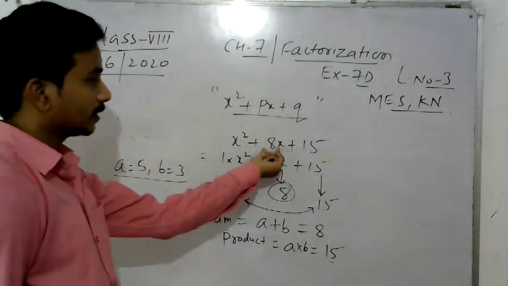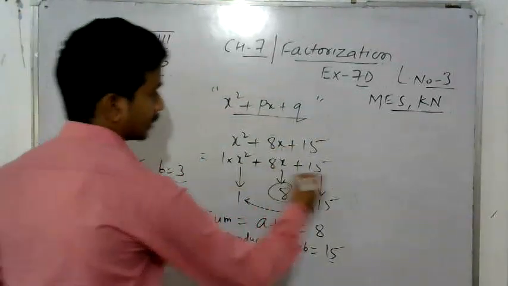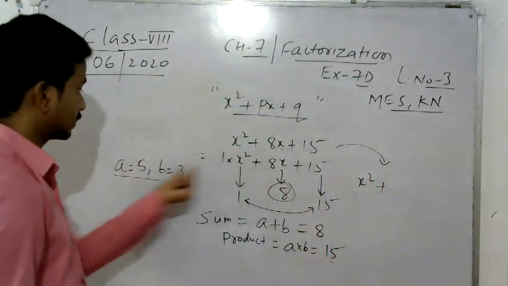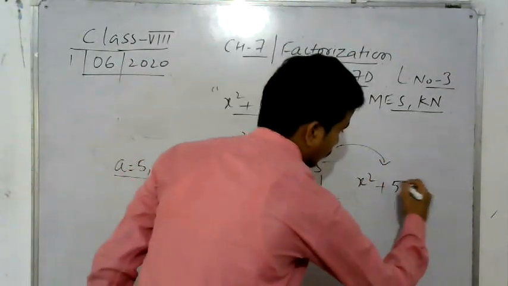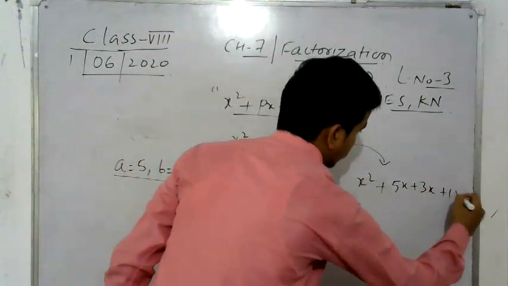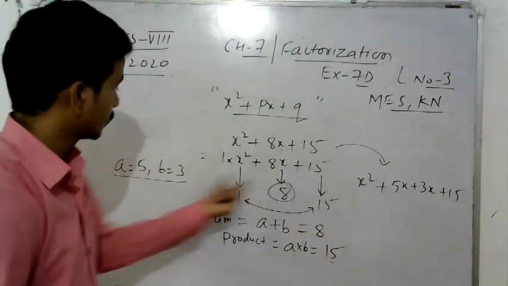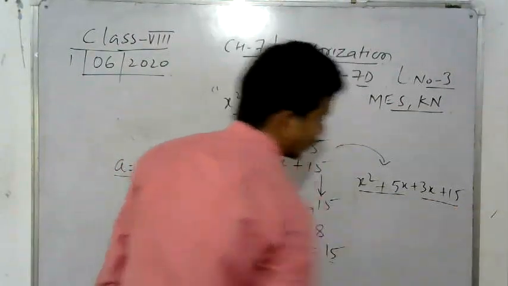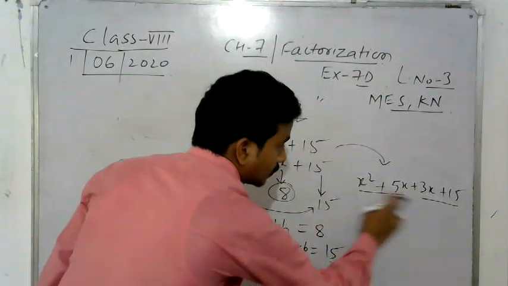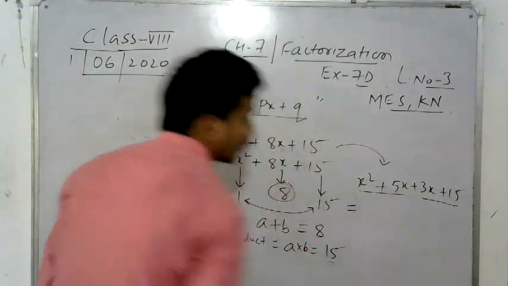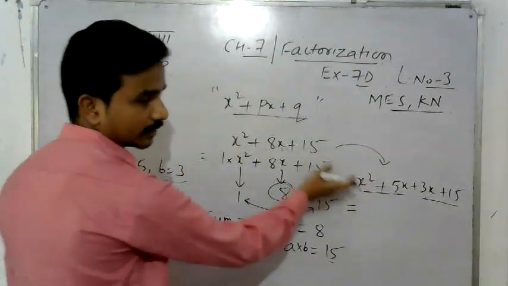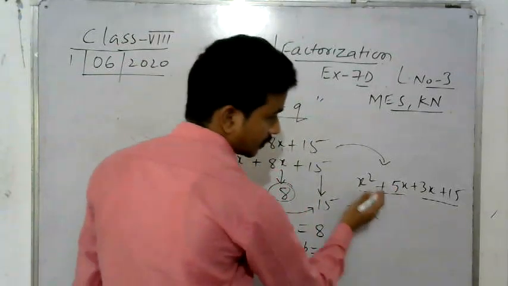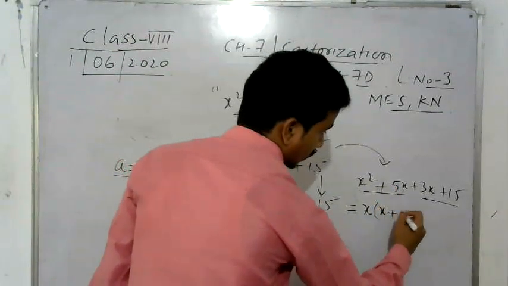Now we will split the middle term. I can write x square, 8x as the sum of these two, 5x plus 3x, plus 15. Okay, no problem. Now group these together. Now we have made a group of these two. Take common. What is common in these two terms? Now you can go forward by factorization by grouping. So x is common. When you take x common, what is remaining? x plus 5.